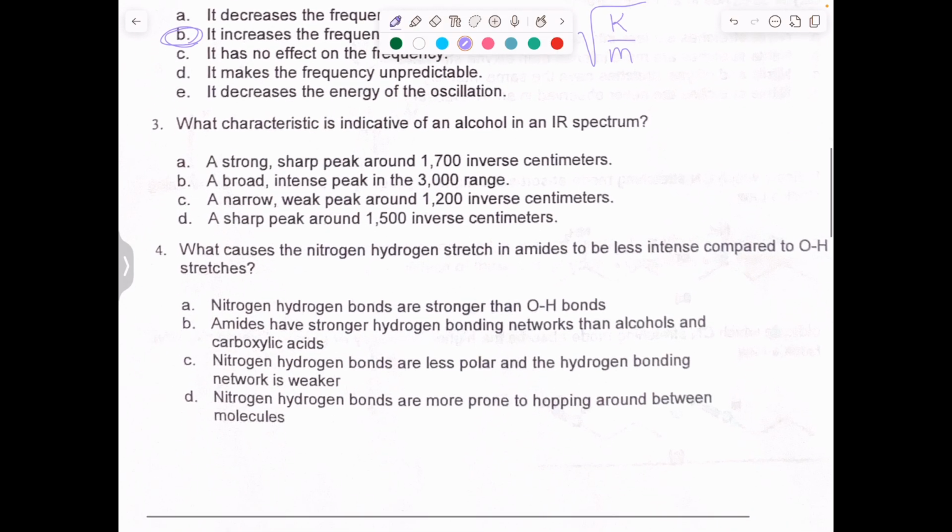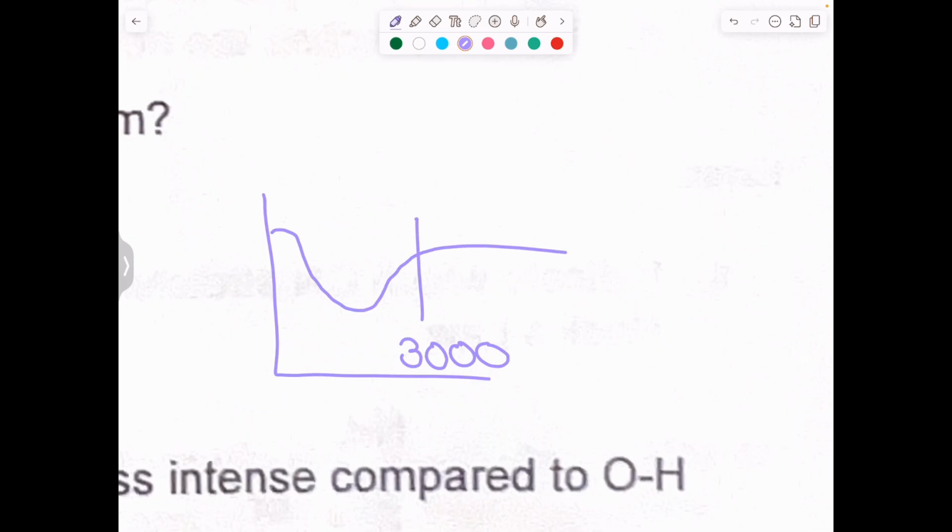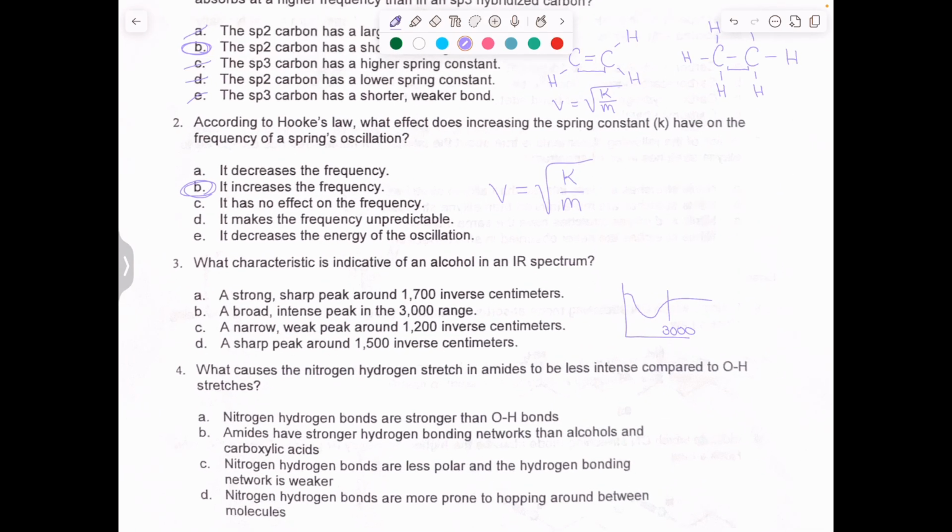Moving on to number 3, what characteristic is indicative of an alcohol in an IR spectrum? So for an alcohol, you would expect something like that before 3000. So looking at our answer choices, B, a broad, intense peak in the 3000 range.